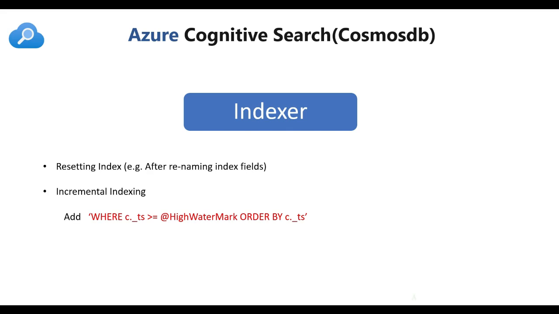Hello and welcome back. In this lecture, we are going to see two more concepts in our indexer. So let's say you want to reset your index, and this is a required thing in cognitive search index. If you change your index field name in your schema, you will have to reset your index.